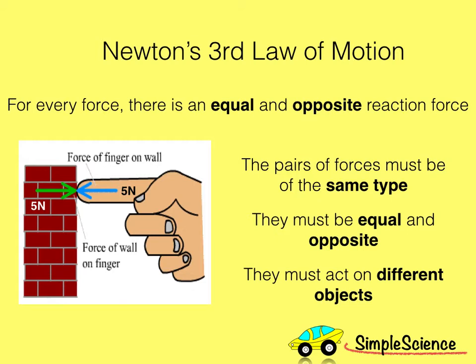Okay? And those two forces are the same type, so they are pairs, and they are equal and opposite. They are both 5 newtons, and they're in opposite directions, and they act on different objects. The blue force is the finger acting on the wall, and the green force is acting on the finger. So one is acting on the wall and one is acting on the finger, so they are acting on different objects. If they obey these three rules, then they are action and reaction pairs, and these forces obey the third law of motion.